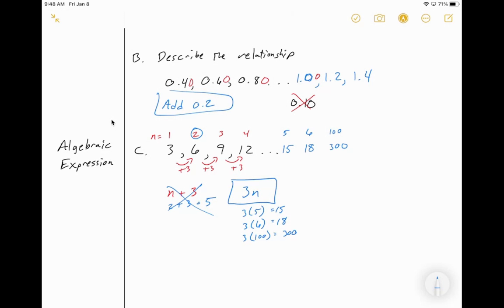So now that I've figured out the expression, this part right here, I can find any number in the sequence. I can figure out anything because I found the rule. You can think of the expression as the rule.